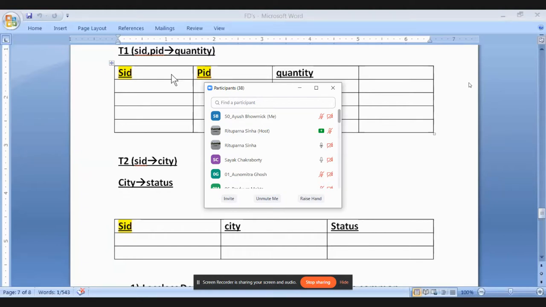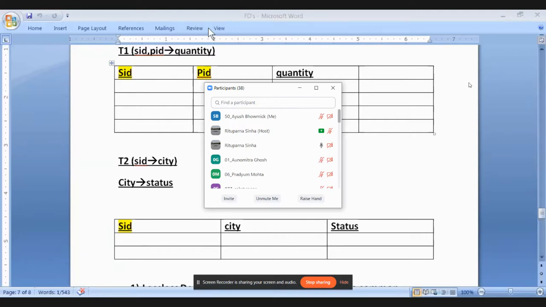So, what type of FD is it? Is it a partial dependency? No, it is a fully functional dependency, isn't it? Yes, ma'am. The non-key attribute quantity is fully dependent on the full candidate key. So it is an FFD. Hence, it is in 2NF. Okay? Yes, ma'am. Okay, mute yourself.